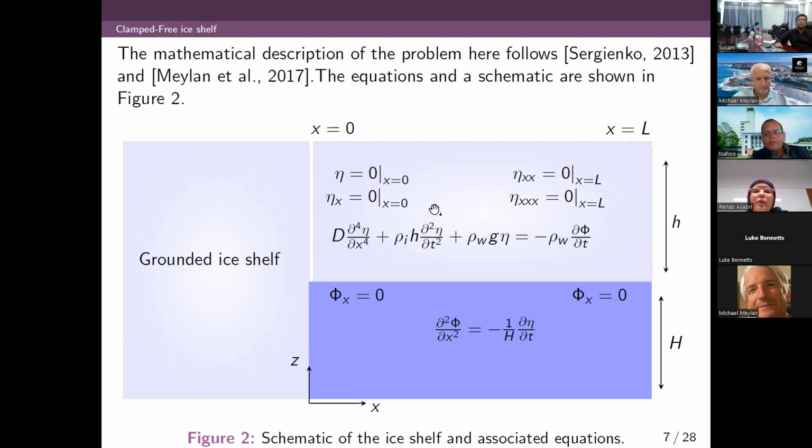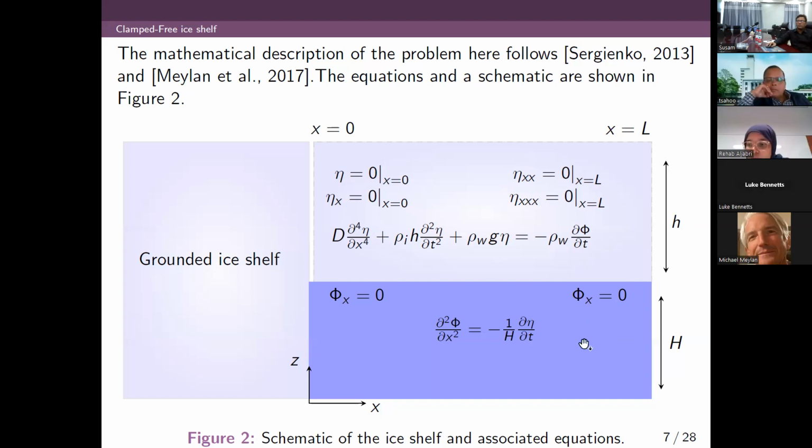We are going to assume there is an ice shelf clamped at one end and free at the other. It's clamped when x equals 0 and free when x equals L. We will model the plate using linear beam theory. Underneath the plate, the ice, there is a cavity, and the water in the cavity is shallow. The water is incompressible, the motion is irrotational, and the water is also inviscid. That's why we are going to describe it by a velocity potential phi.